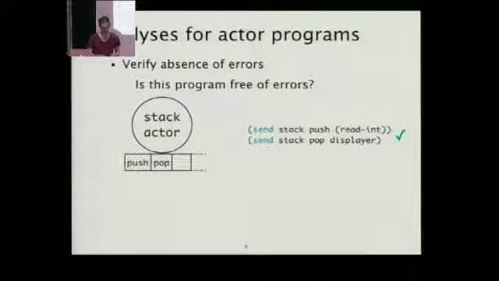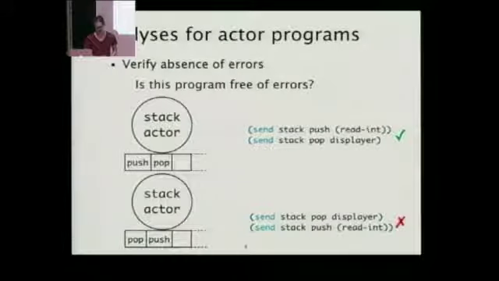We want to analyze these programs to verify absence of error first. So if we have this stack actor and we push a value and then we pop, it's a safe usage of the stack, and we want the analysis to be able to prove that this is the case. If, however, we invert the messages and we first pop and then push, then we want the analysis to not be able to prove that this is a safe usage of the stack, because it isn't.